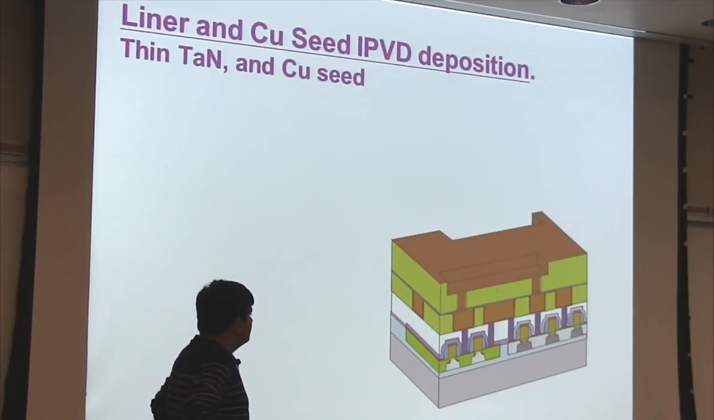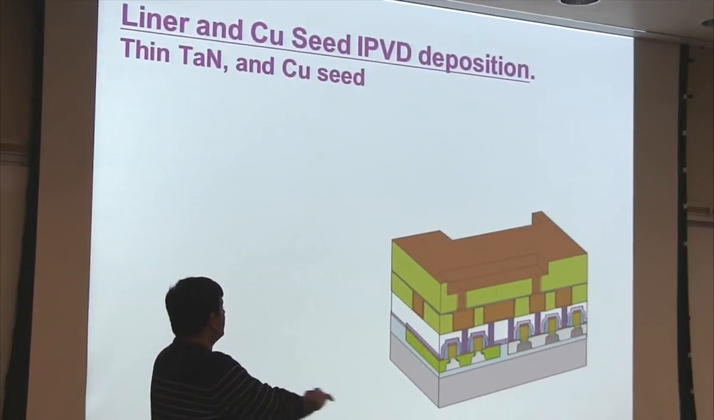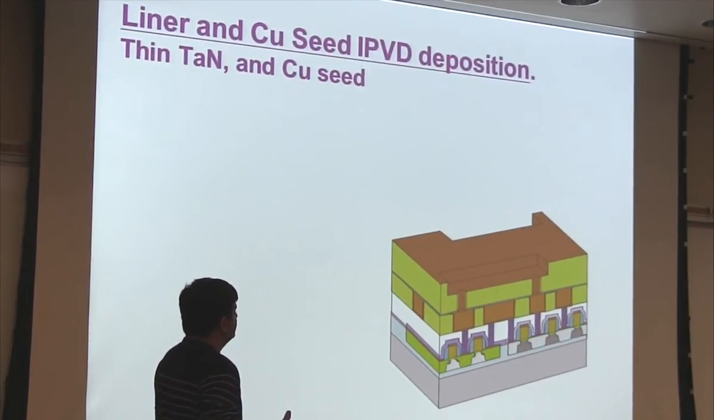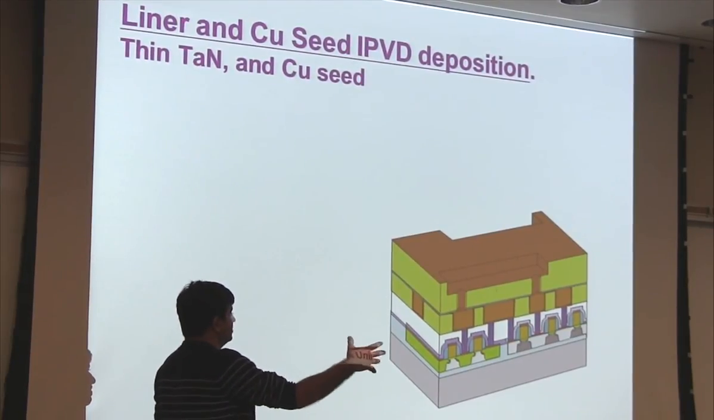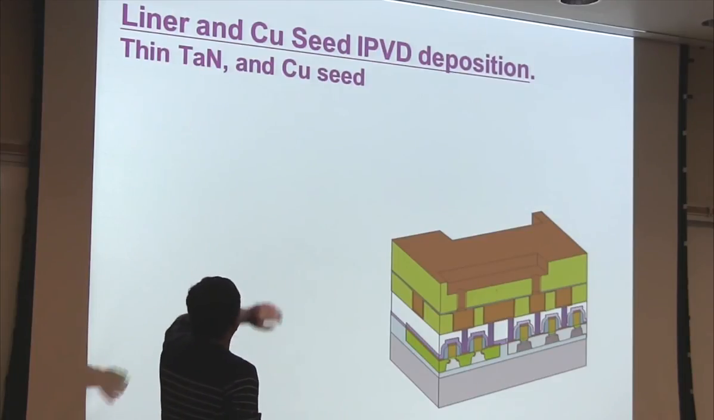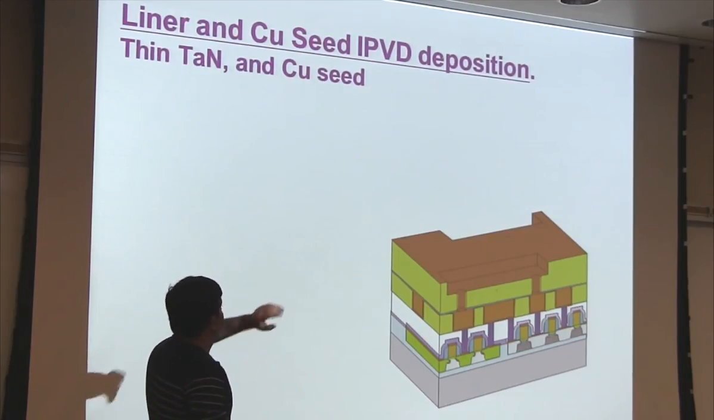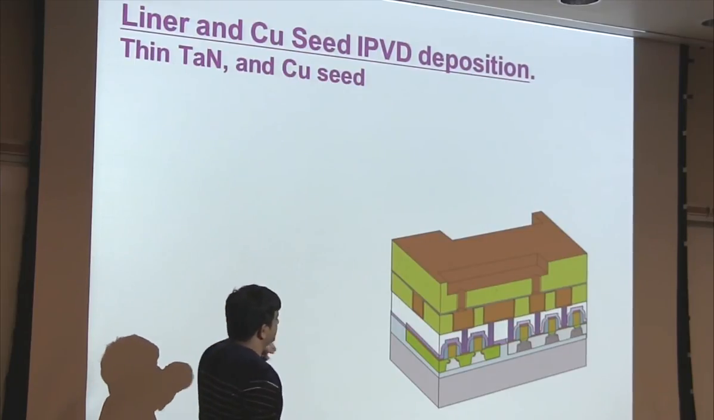So again, before filling up with the metal, the metal we want to fill it up with is copper. Before filling it up with copper, again you need a barrier which will prevent copper from diffusing into your oxide. So you use a tantalum nitride barrier. Some people use just a tantalum barrier. And then you also use a seed. I'll show you the reason for that.